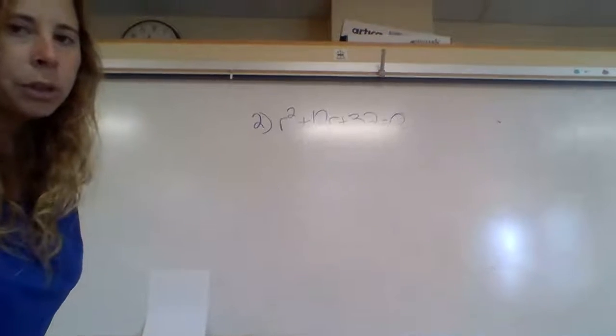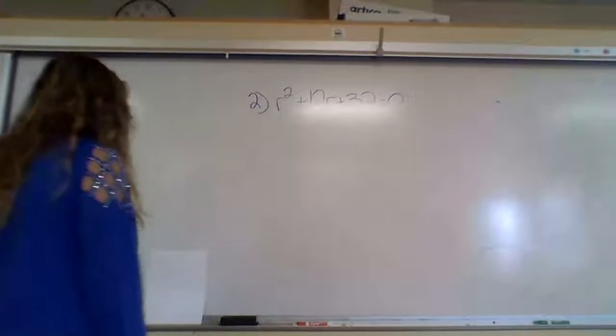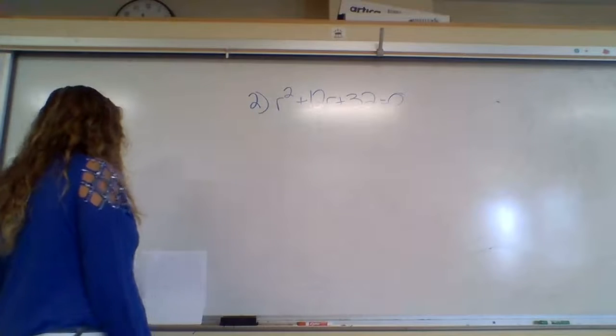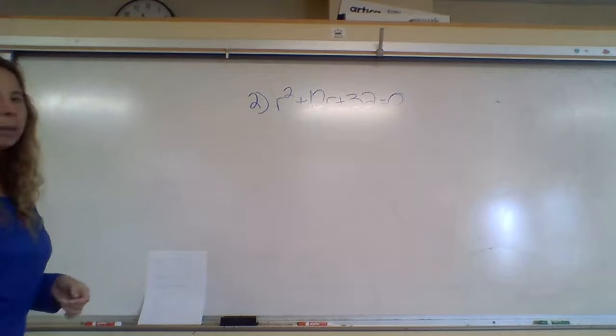Okay, this is number 2, which I wrote right on its layer. Of course I did. Number 2, r squared plus 12r plus 32 equals 0. So you still have to solve by factoring. Those are the instructions.